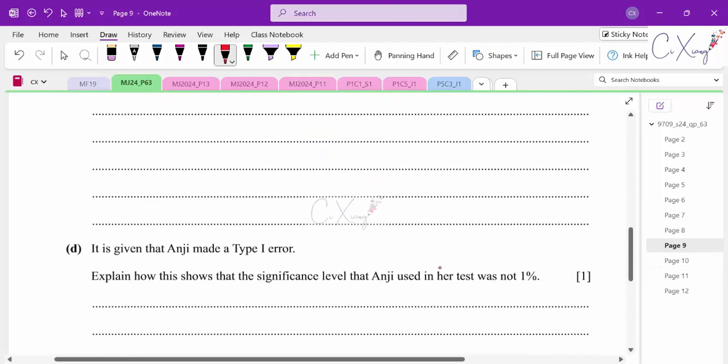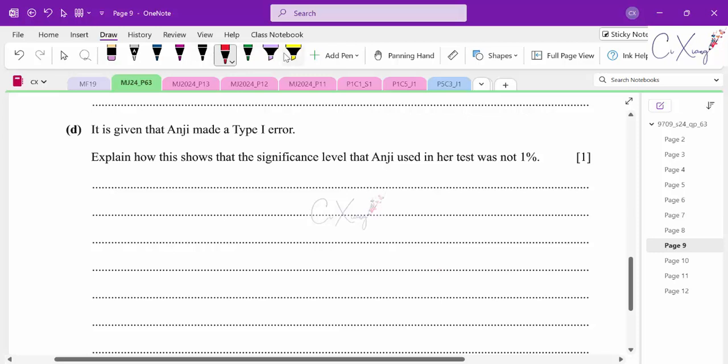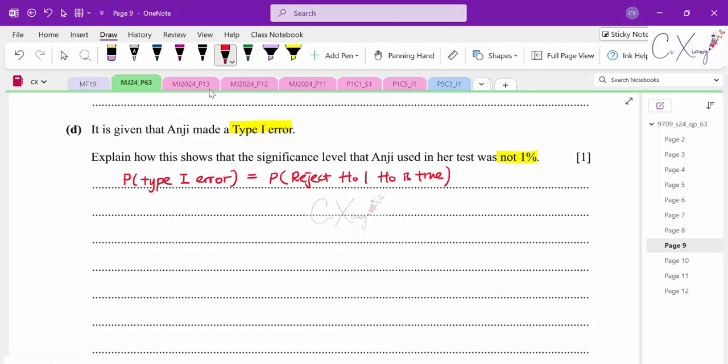And let's continue to part D. It is given that he has made a type 1 error. So explain how this shows the significance level that he used is not 1%. Let's recall the definition of a type 1 error first. Type 1 error means you reject the null hypothesis when your null hypothesis is true. And a type 1 error can be made only in a test where you reject your null hypothesis.